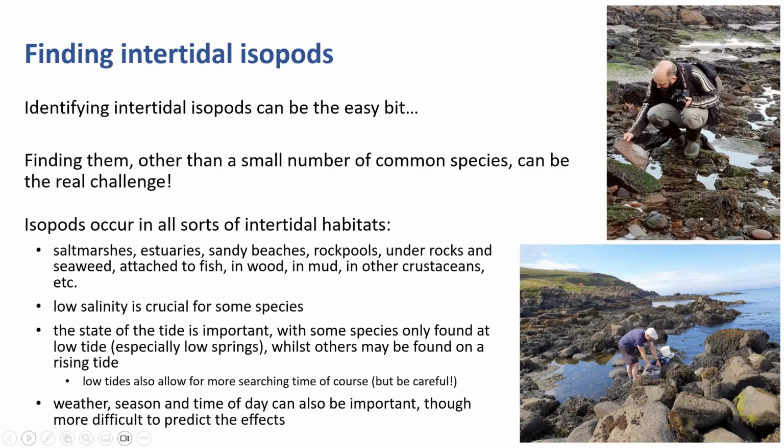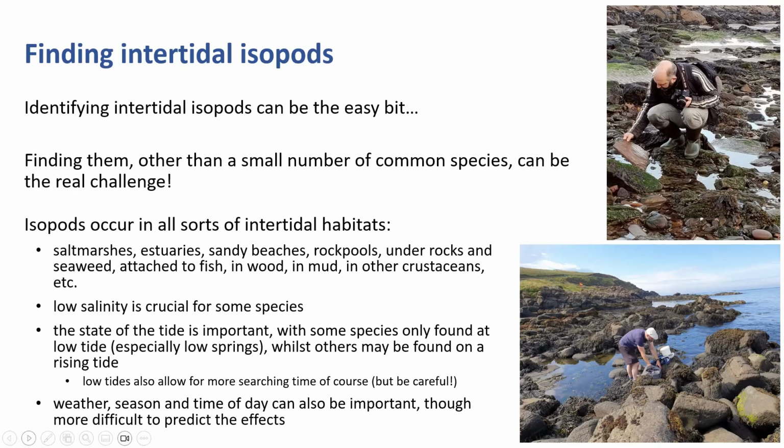So where do you find them? You find them in salt marshes, estuaries, sandy beaches, rock pools, under rocks and seaweed, not up here, but in other parts of Britain and Ireland, attached to fish, in wood, in mud, in other crustaceans, and so on. So we're pretty much everywhere. Low salinity is crucial for some species. Some species are right up there, almost at the freshwater zone. Others right out in the deep sea.